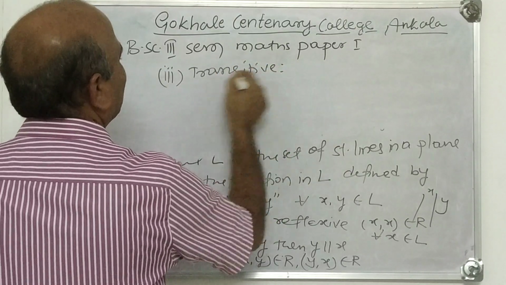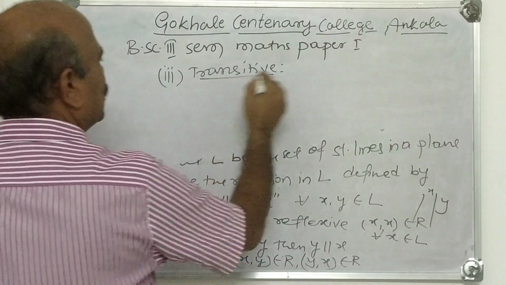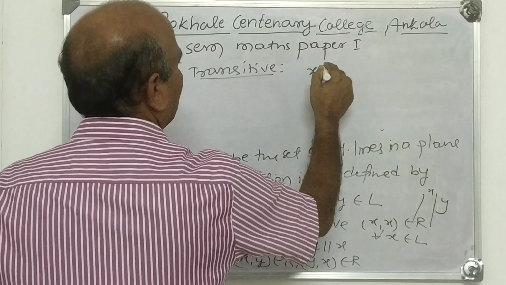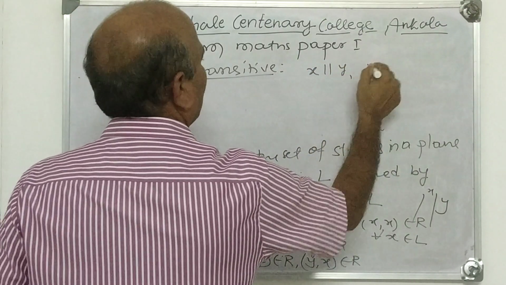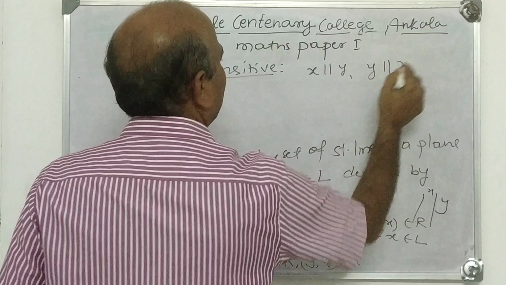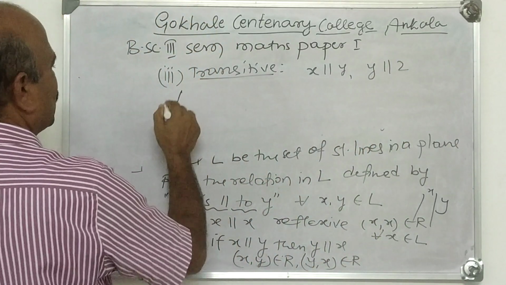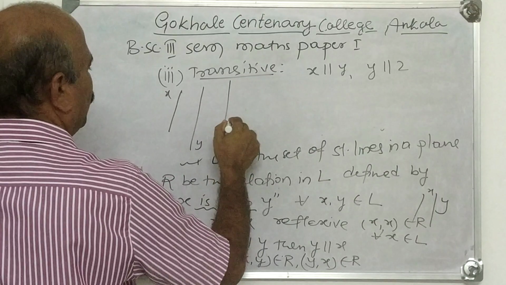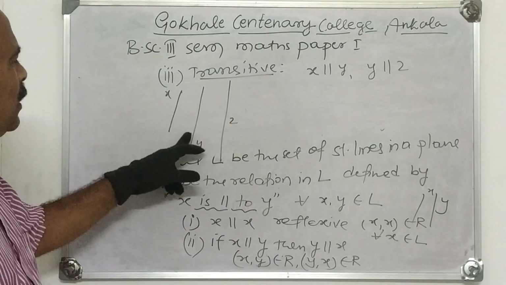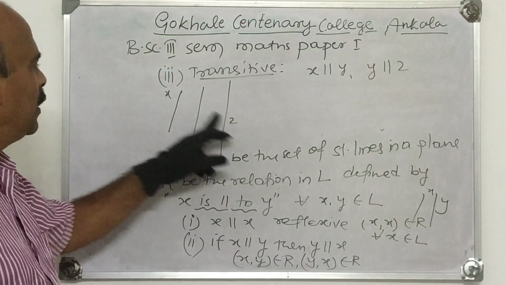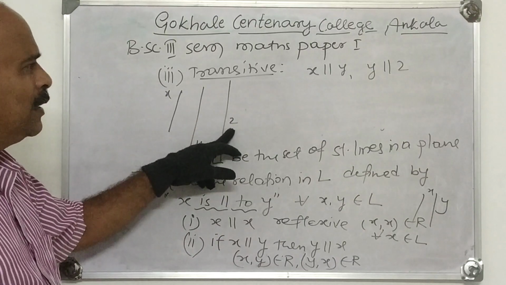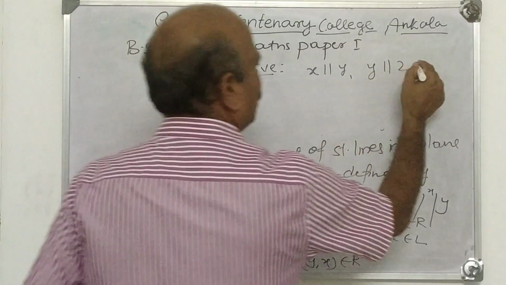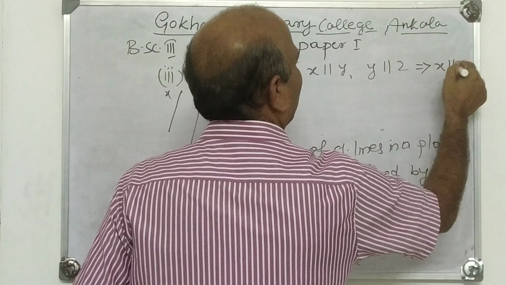Third one, it is transitive. How do you prove that it is transitive? Suppose X is parallel to Y, Y is parallel to Z. Three lines: X, Y, Z. X is parallel to Y, Y is parallel to Z. This certainly implies X is parallel to Z.